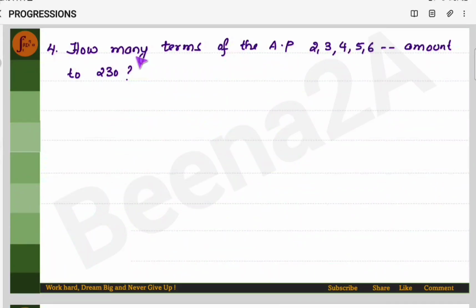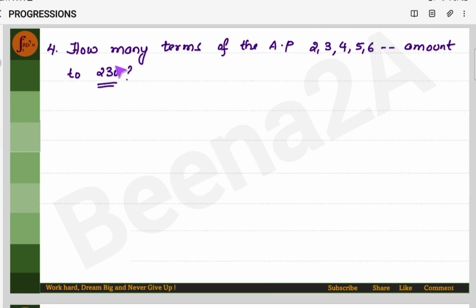Let's take another example. How many terms of the arithmetic progression 2, 3, 4, 5, 6 and so on amount to 230? This means, to get the total as 230, how many terms would we have to add? How many terms? Right? Is it 10 terms, 12 terms? How many terms, if we add in this arithmetic progression, will we get 230 as the total?